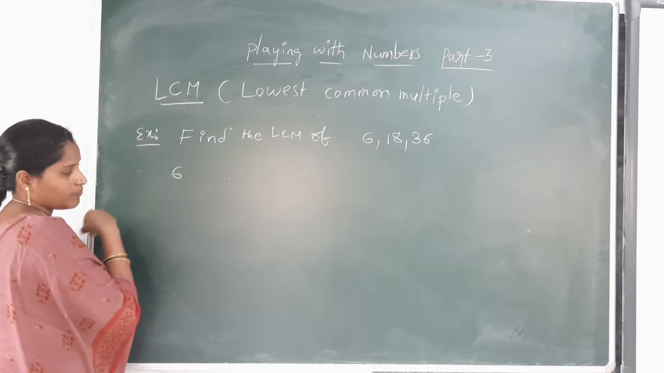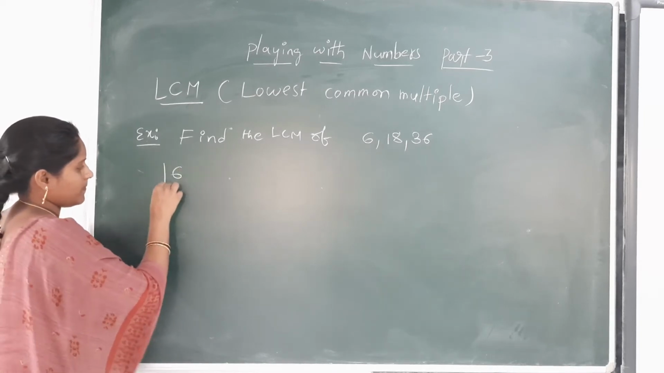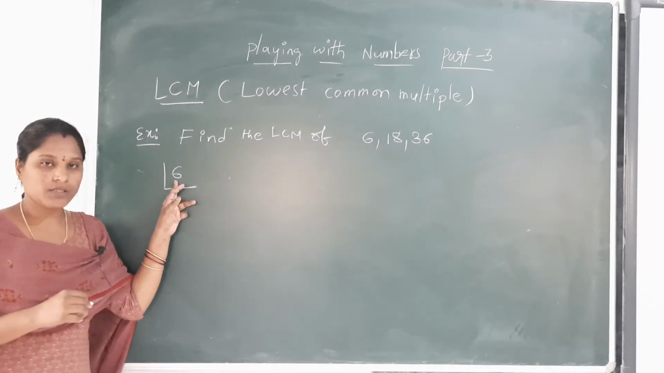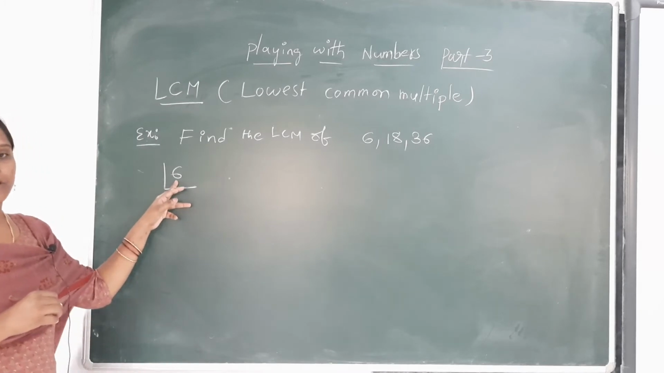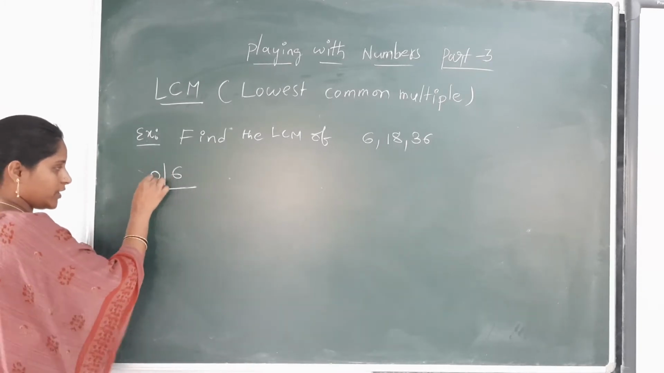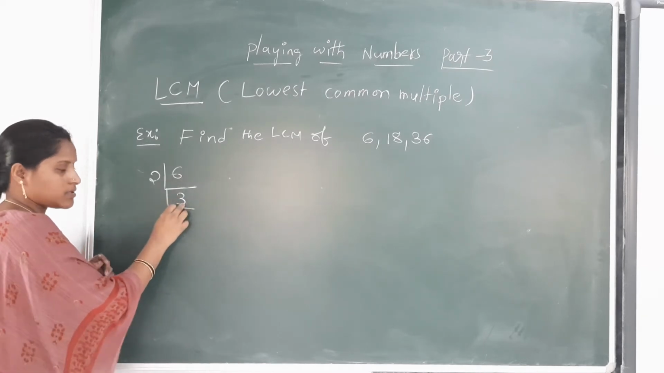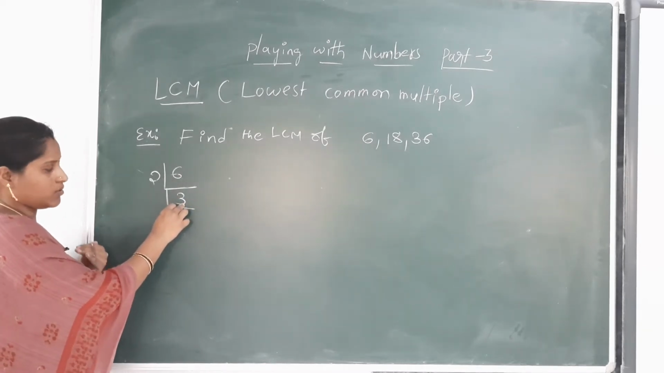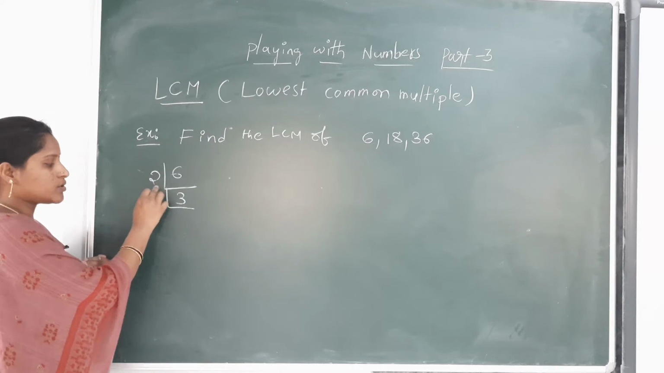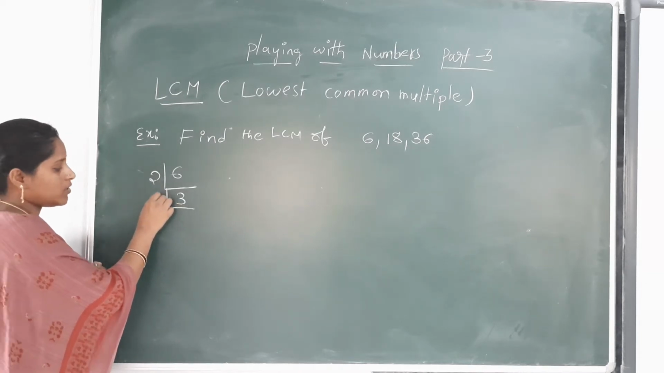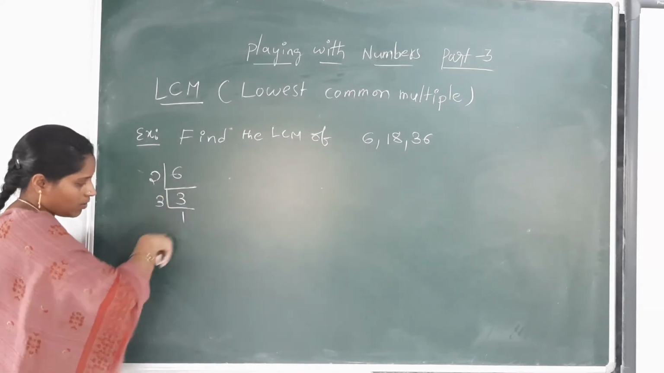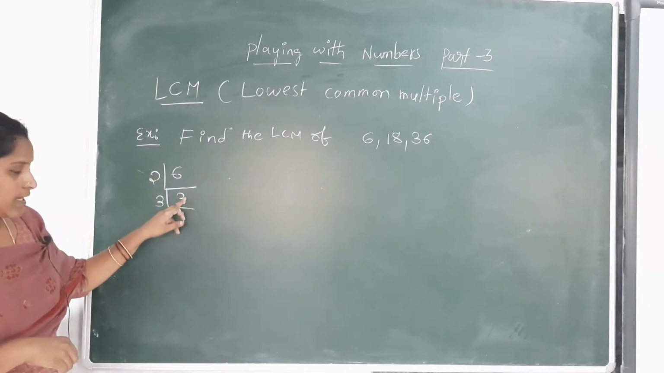First, find the prime factors for 6. Here 6 is an even number, so it is exactly divisible by 2. I have drawn 2 here, 2 3s are 6. 3 is an odd number, so it is not divisible by 2. 3 itself is a prime number, so 3 is divided by 3. 3 1s are 3.